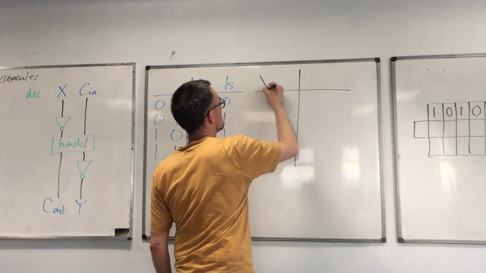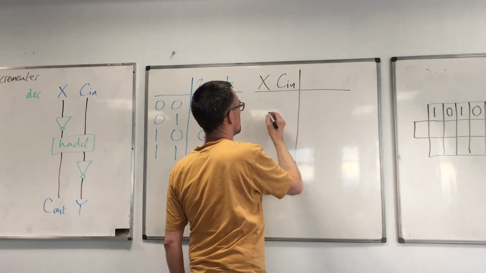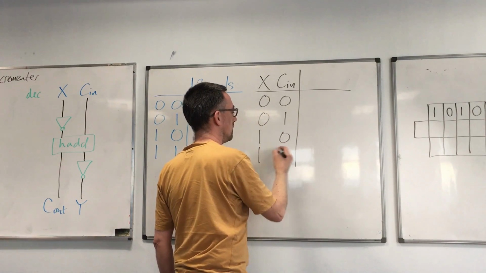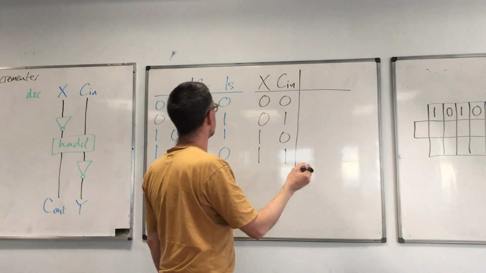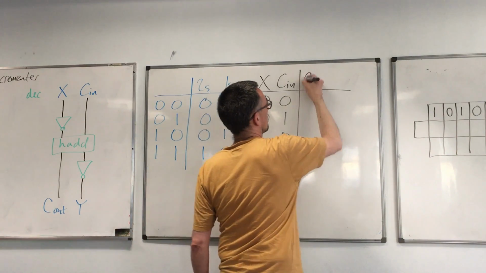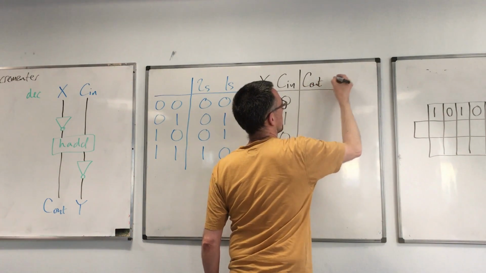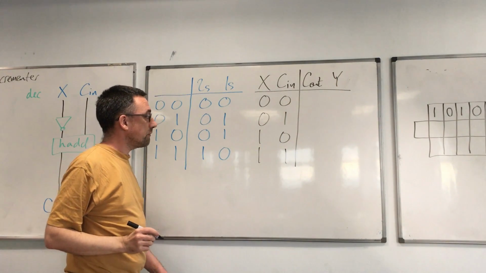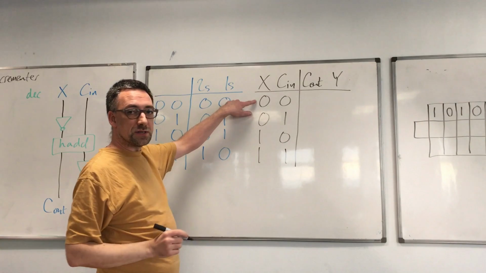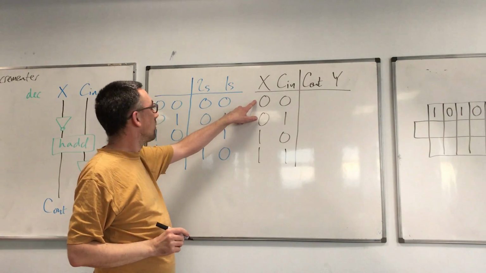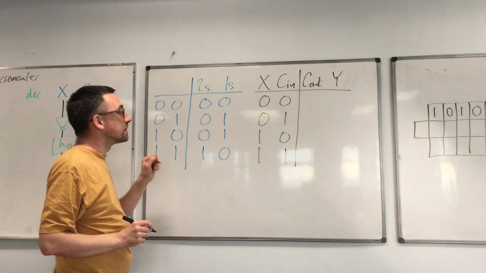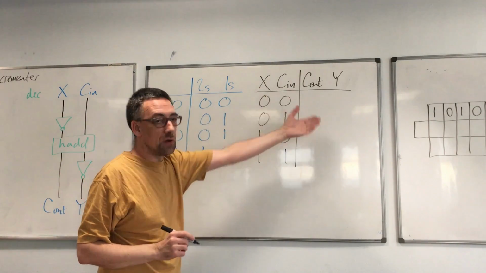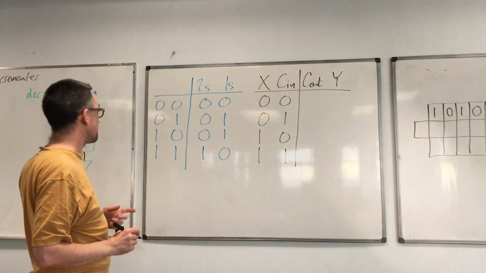It has two inputs, x and c in, which we can tabulate 0, 0, 0, 1, 1, 0, 1, 1, and then we can figure out what the outputs are. Okay, and how do we do it? Well, we look at what comes into the decrementer, then figure out what goes into the half adder. And then the truth table tells us what comes out of the half adder, and then we figure out what comes out of the decrementer.